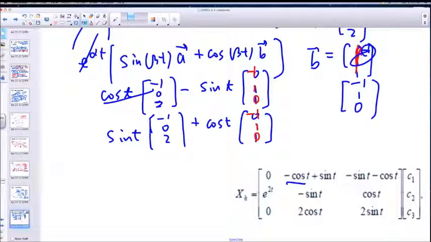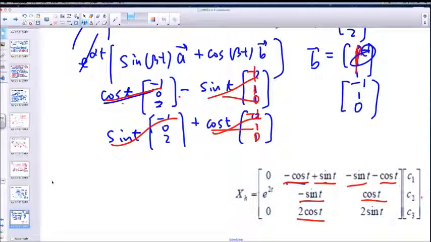Yes, negative cosine t and negative sine t, negative makes a positive. That's the first one. Second one, negative sine t minus cosine t. Row by row you check. And the second one is 0, negative sine t here. And the second row is cosine t here. And the third one is 2 cosine t here. That's 0 here, and the 2 sine t here. So that's these two. And the first one we remember is this. And it's right here. You have 3 of them. They're all real. That's the whole point.